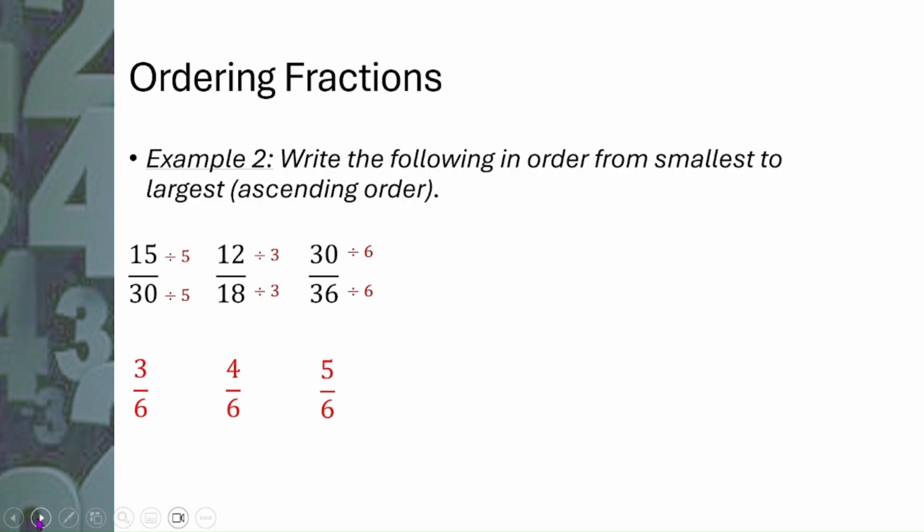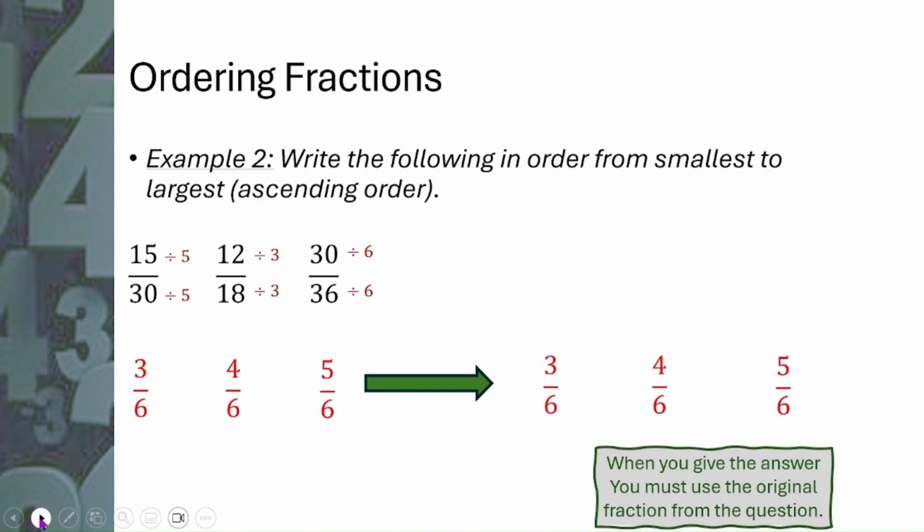So I can take a look now at the numerators, and as it happens, these are all in the correct order already. Sometimes that may happen. But we've got the 3, the 4, the 5, the smallest to the biggest. And of course, this is going to form my answer. Now, please do remember, when we do give our answer, we must give our answer using the original fractions from the question.